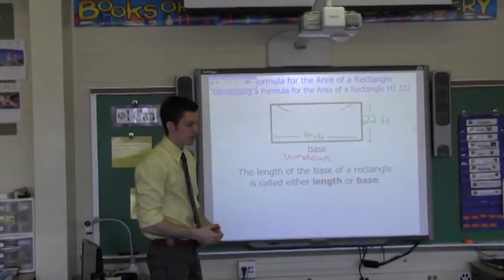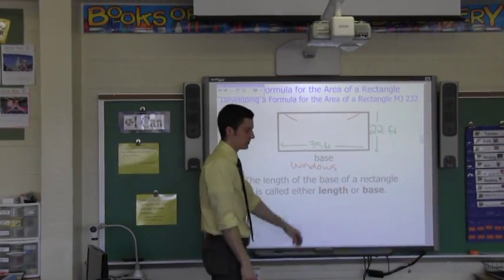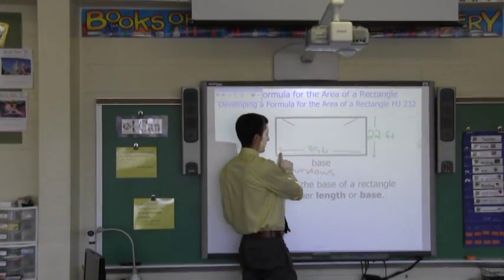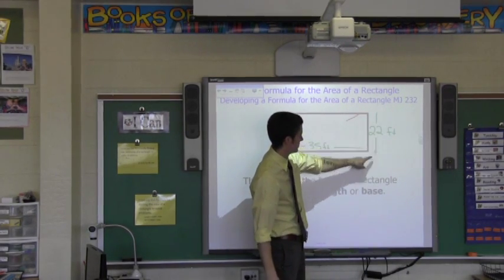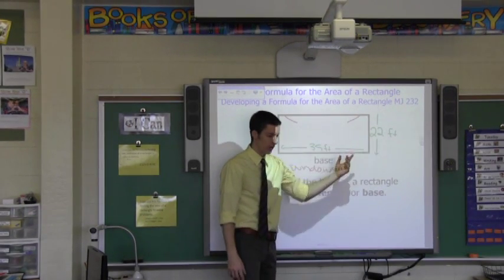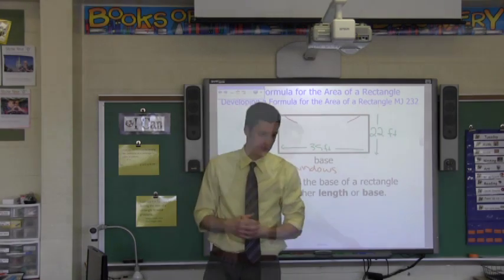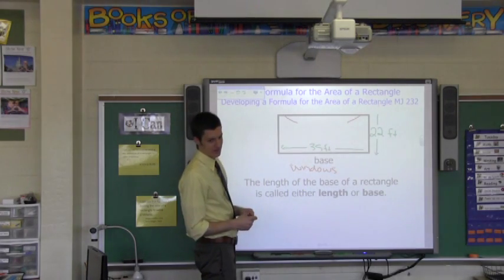Noel? I could multiply the two numbers. This is a big multiplication problem. There's 35 tiles going this way. There's 22 tiles going this way. So we have 22 rows of 35. Andrew, what did you come up with?